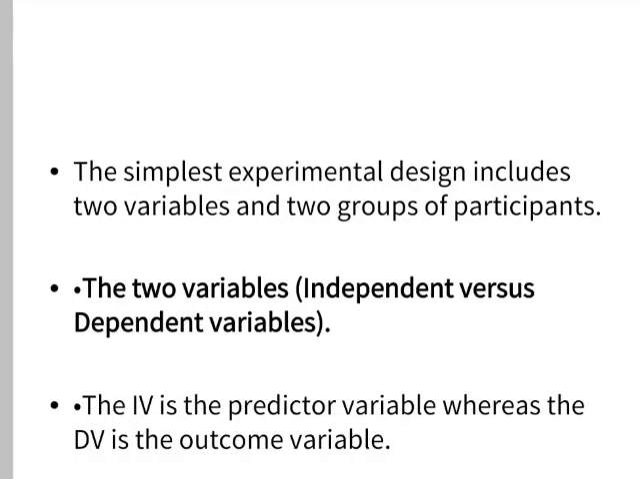The simplest experimental design includes two variables and two groups of participants. The two variables are independent versus dependent variables. The independent variable is the predictor variable, whereas the dependent variable is the outcome variable. Researchers manipulate and control the independent variable to study its effects on the dependent variable.